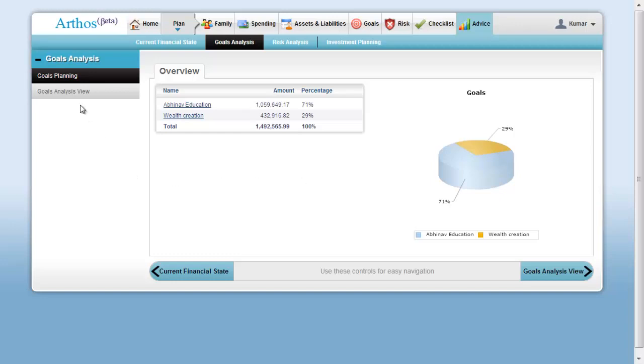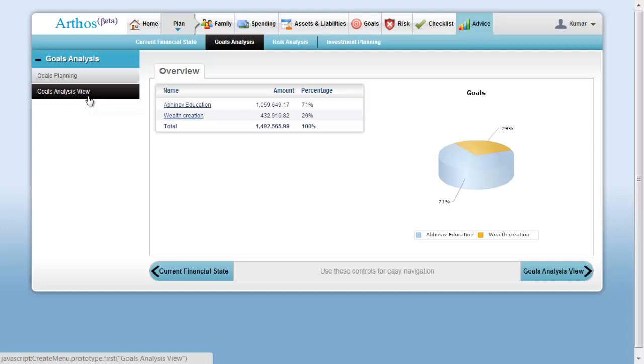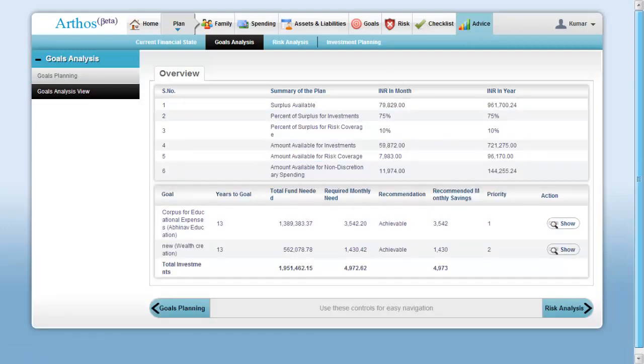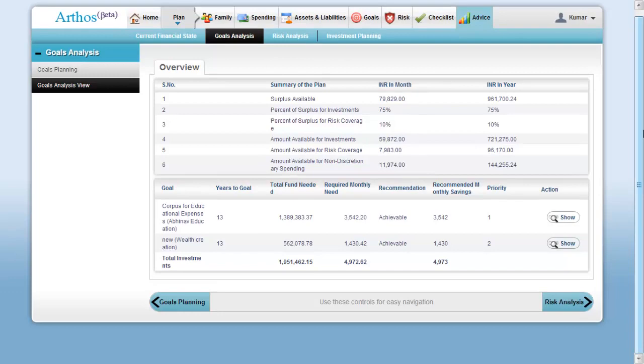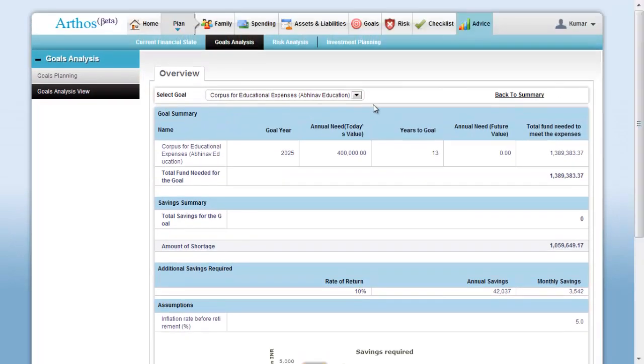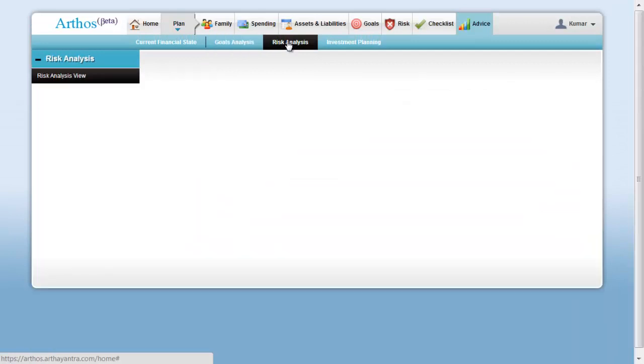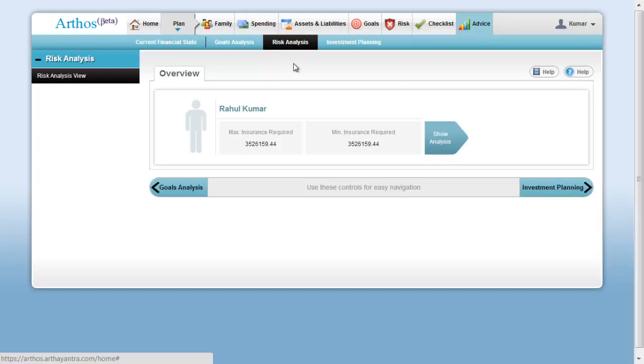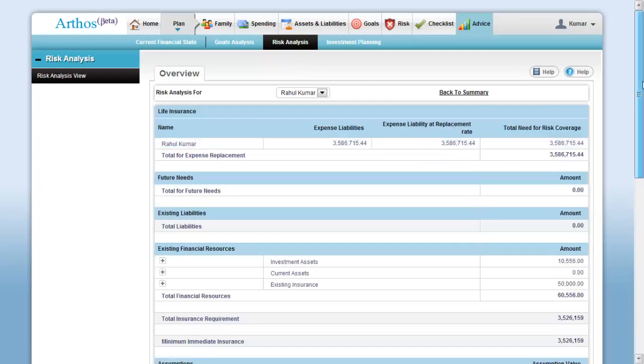We use the information that has been provided by the current financial state to assess if a goal is achievable completely, is achievable only partially, or not achievable. In the risk section, we use the expense-based methodology to arrive at the life insurance requirement of the individual. The expenses that are calculated as part of the current financial state are used to arrive at the numbers.